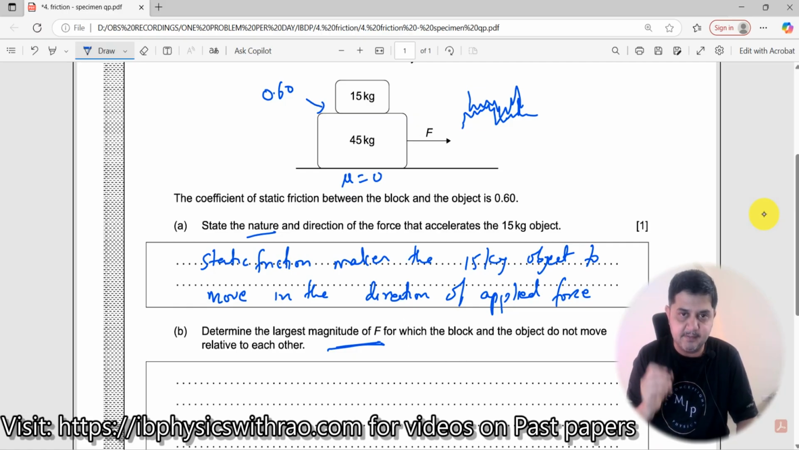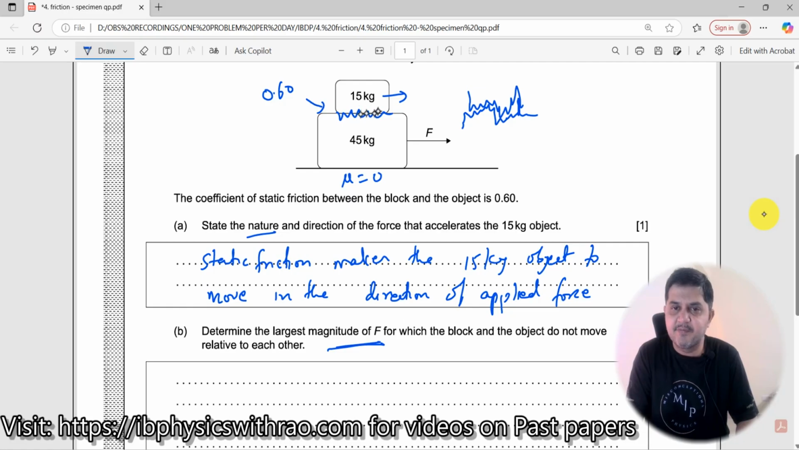Now, how do we find it? What is the force? As I said here, the static friction force is the force that makes it move like this over here, the force acting over here. What we do is let us find out what is the static friction here. The static friction here on the 15 kg object, due to the 45 kg object, because between these two there is a friction here, right? There is a friction over here.